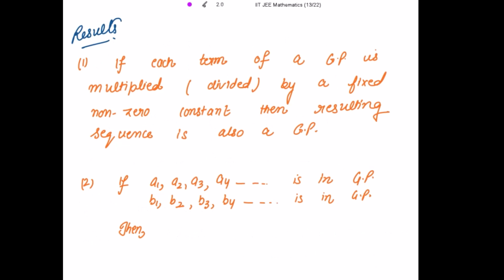Next are the other results. If each term of a GP is multiplied or divided by a fixed non-zero constant, then the resulting sequence is also a GP. If A1, A2, A3, A4 is in GP, and B1, B2, B3, B4 is also in GP, then their product A1B1, A2B2, A3B3 is also in GP, right?